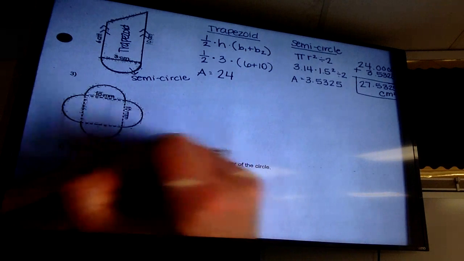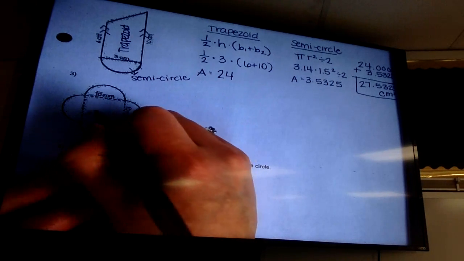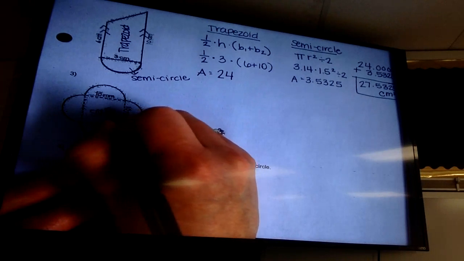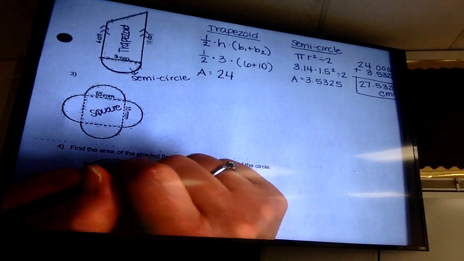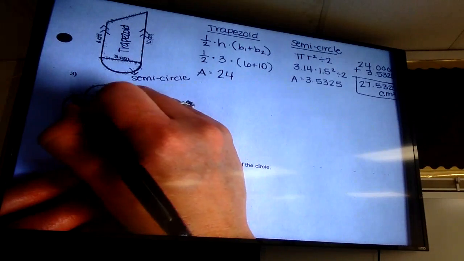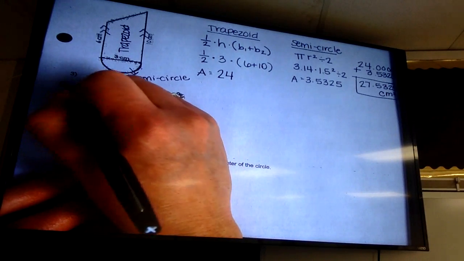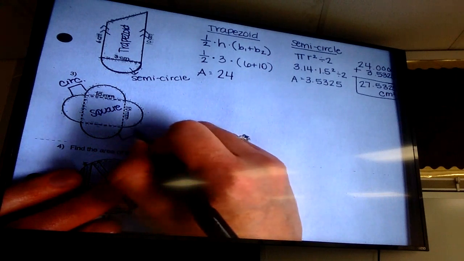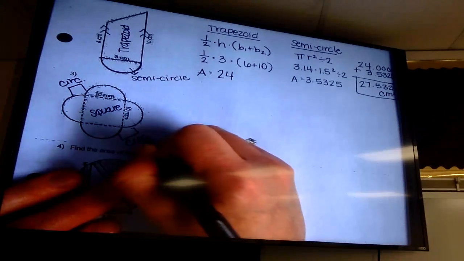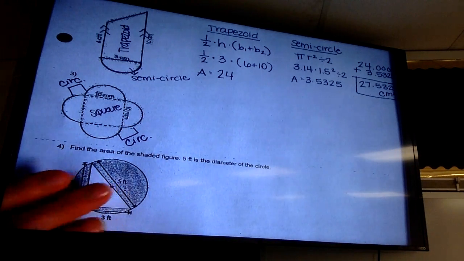All right, area of this shape. So I see a square, and then I see 4 semicircles. Or you could say I have 2 full circles, because if I put these 2 semicircles together, I'm going to get a full circle. And if I put these 2 semicircles together, I'm going to get a full circle.